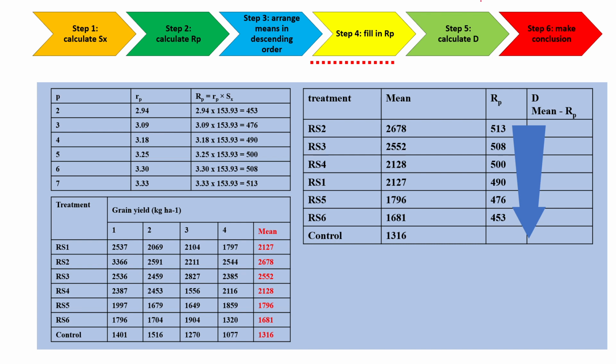Then we move into step 5 to calculate the difference. The difference is mean minus RP. So 2678 minus 513, you get 2165. 2552 minus 508, you get 2044. 2128 minus 500, you get 1628. And do the same for the rest. You do not need to calculate for the smallest one.